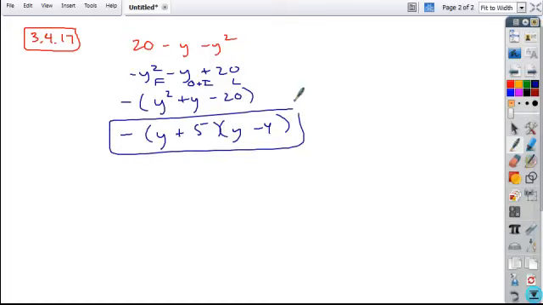But you do need to make sure that you write that negative as a factor. It doesn't just disappear.